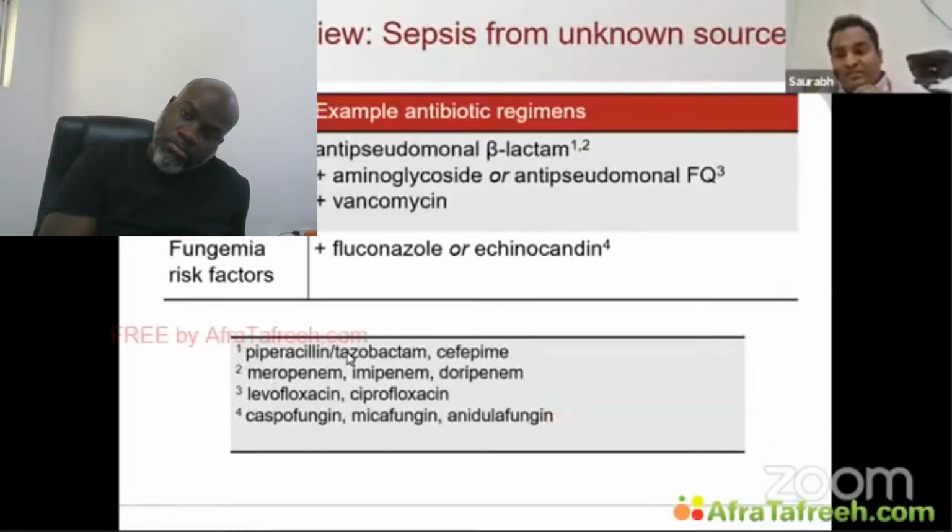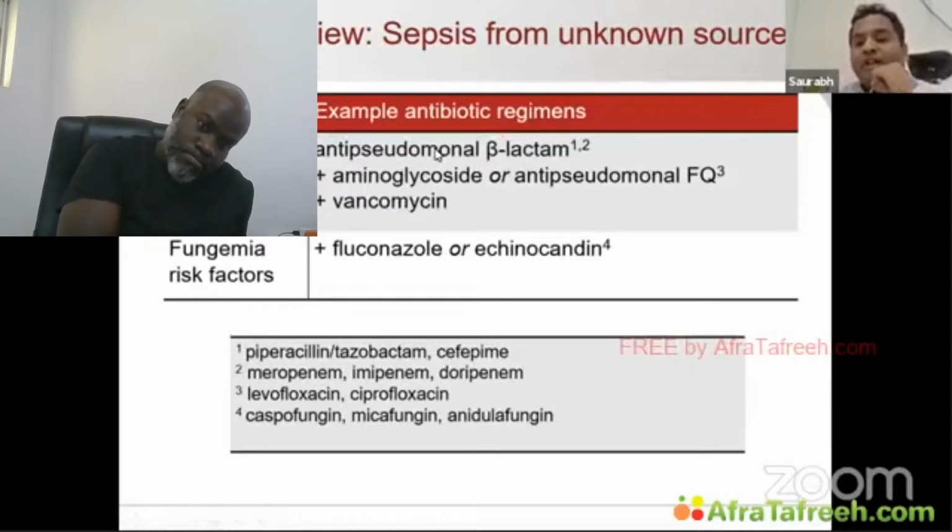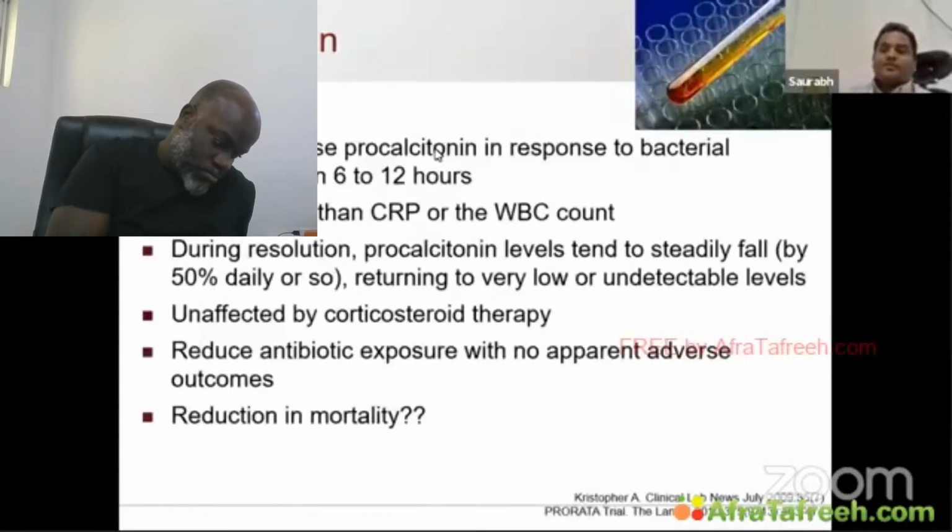Sometimes people tend to use ceftriaxone more often. Sometimes people tend to use doxycycline in view of tropical infection. So this sepsis from unknown source will have different regimen depending upon your local suspicion and commonality of organisms which cause this infection. So now we come to the role of procalcitonin.